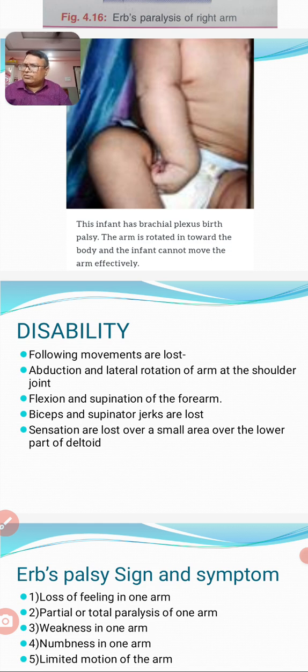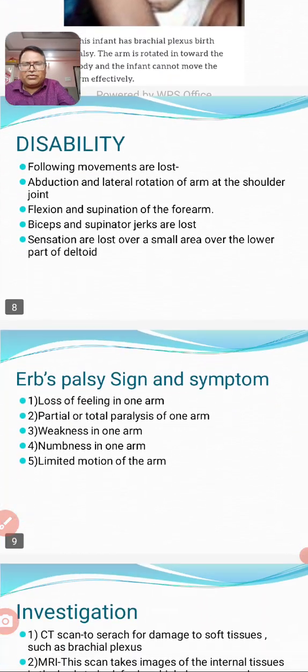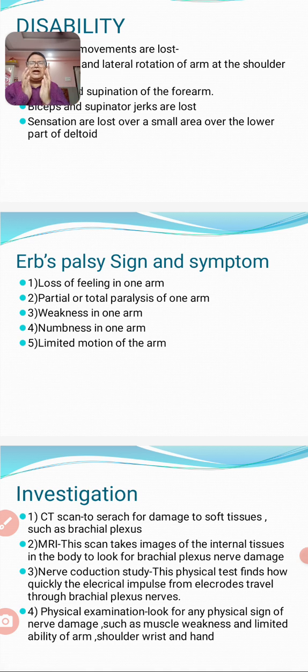Biceps jerks and supinator jerks are lost. And sensation is also lost over a small area over the lower part of the deltoid, because the deltoid muscle is paralyzed.